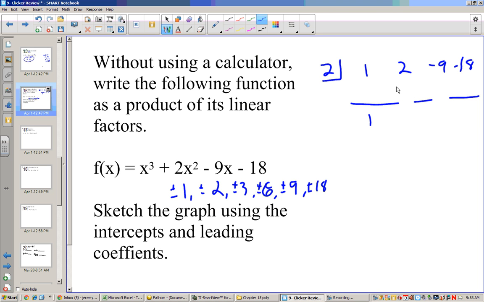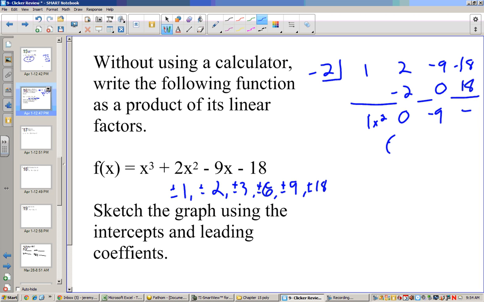So if we have 1, 2, 4, 8, -1, -2, and that's not going to work. So let's try -2, 1, -2, 0, 0, -9. Oh, look at that. We got 18, and that scratches out. So now this is x squared minus 9.